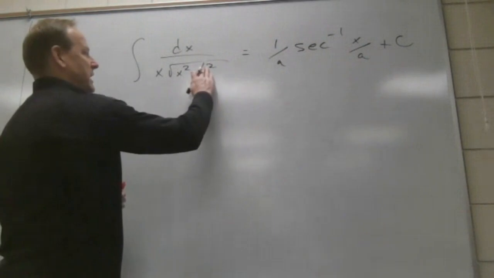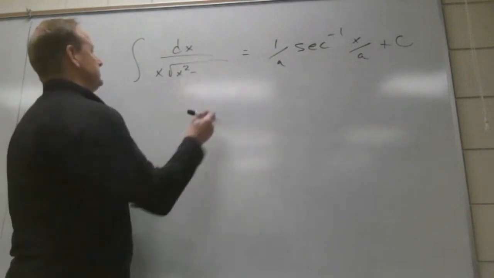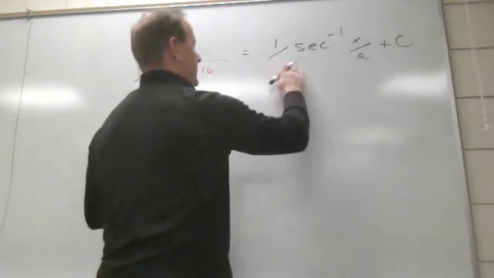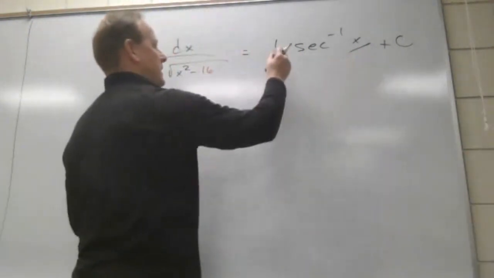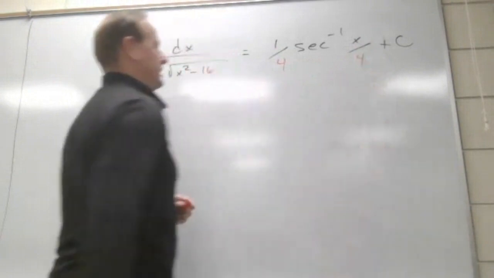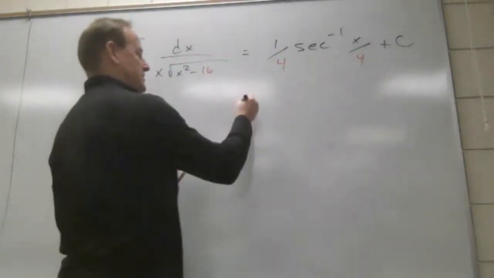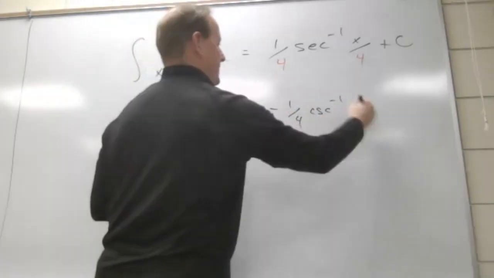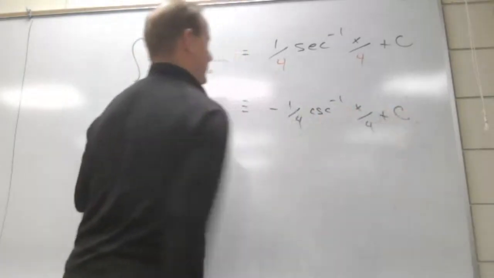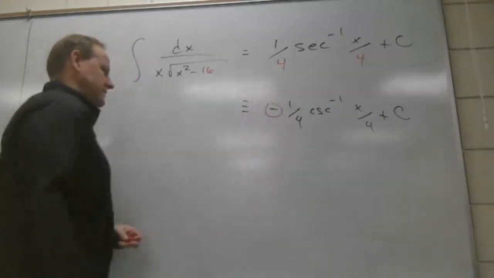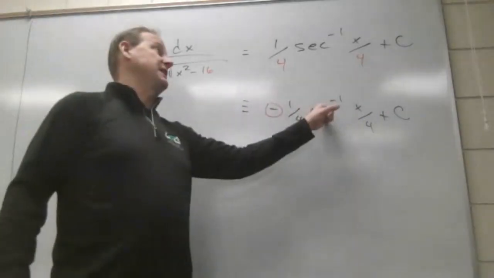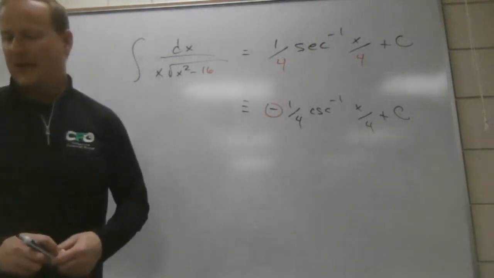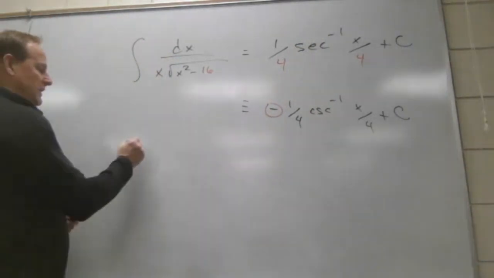Just changing this real quick, what if I had dx over x times the square root of x squared minus 16? Well, the square root of 16 is 4, so it's 1/4 arcsecant of x over 4 plus c. I could also say that's equivalent to minus 1/4 arc cosecant of x over 4 plus c, the arc cosecant version with a minus sign. So hopefully that helps out. Just a real simple, quick one.